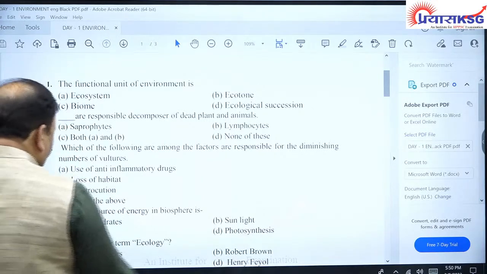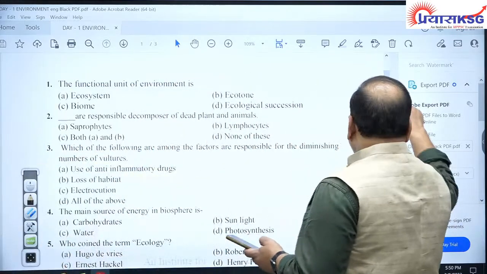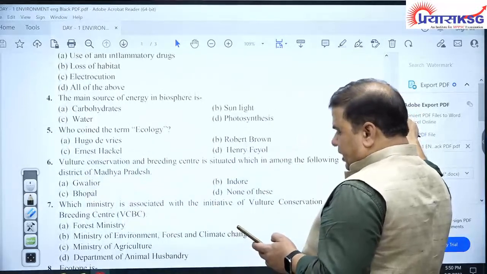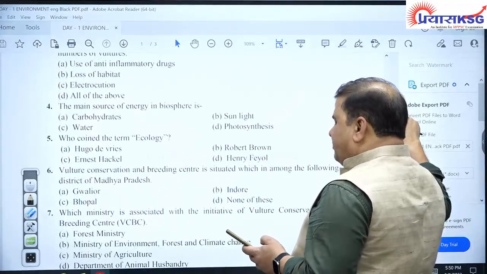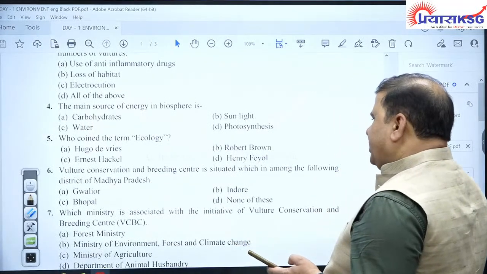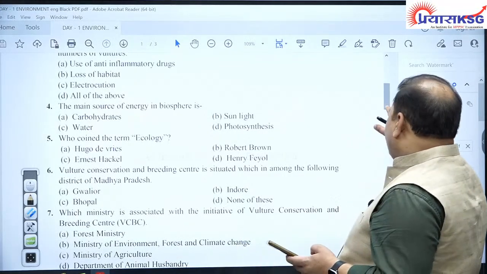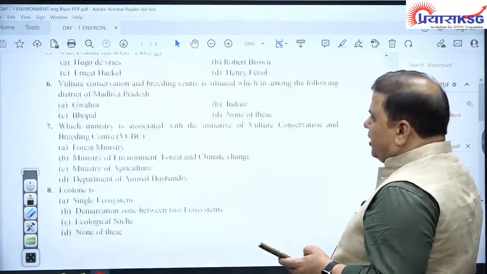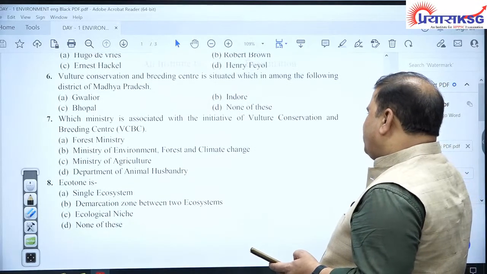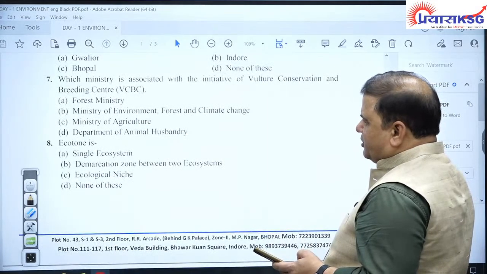Who coined the term ecology? If I have not discussed some questions, you will find them in the question. Who coined the term ecology? Now that is your Ernest Haeckel. C. Ernest Haeckel. Vulture conservation and breeding center is situated in which among the following district of Madhya Pradesh? That is your Bhopal. We have discussed Kerwa in Bhopal, the place where Jatayu is established. Which ministry is associated with the initiative of vulture conservation and breeding center? That is Ministry of Environment, Forest and Climate Change.